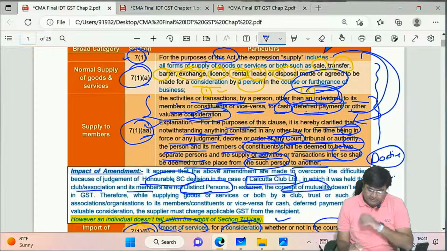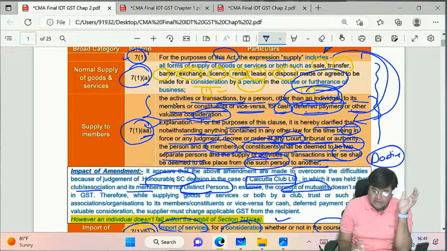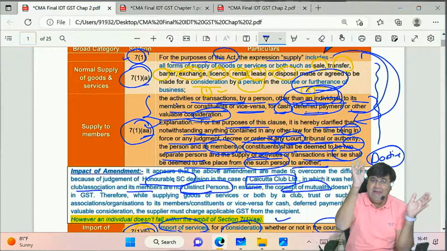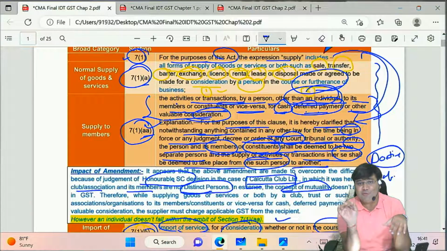So basically they said, boss, the members and the club are going to be two separate persons, and it is going to be subject to GST because it is a supply according to section 7(1)(aa). Even if any court had decided the opposite of this, this provision is going to prevail over that court judgment, meaning the Supreme Court judgment of Calcutta Club Limited.